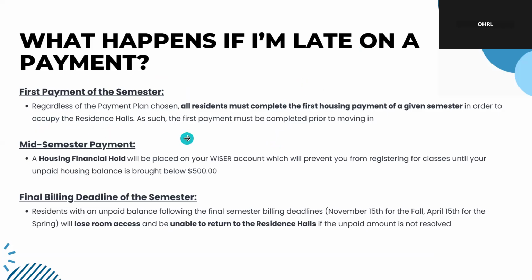The mid-semester payment, let's say you're on the installment plan and you missed the second or third one, in that case, a housing financial hold would be placed on your Wiser account, which would prevent you from registering for classes until your unpaid housing balance is brought below $500. Keep in mind, housing financial hold, $500 is the amount there. If you have an unpaid bill of $499.99, no housing financial hold. $500 or 501 cent, housing financial hold. Keep in mind, let's say this happens to you, although I'm sure it won't.